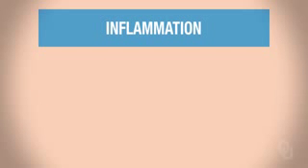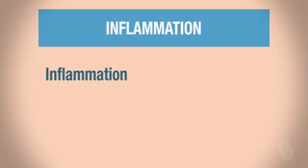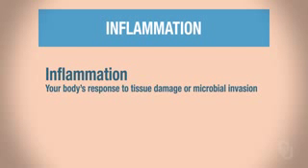Then we have inflammation. So inflammation is part of the innate immunity as well. When you think about inflammation, it's your body's response to tissue damage or microbial invasion. So you've sprained your ankle and your ankle is now inflamed. You stepped on a nail, and so now you have tissue damage, a microbial invasion by stepping on a nail.